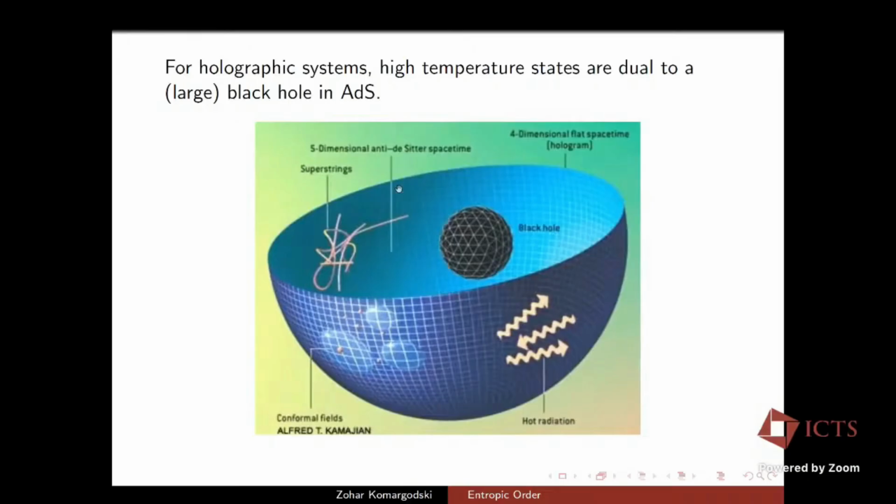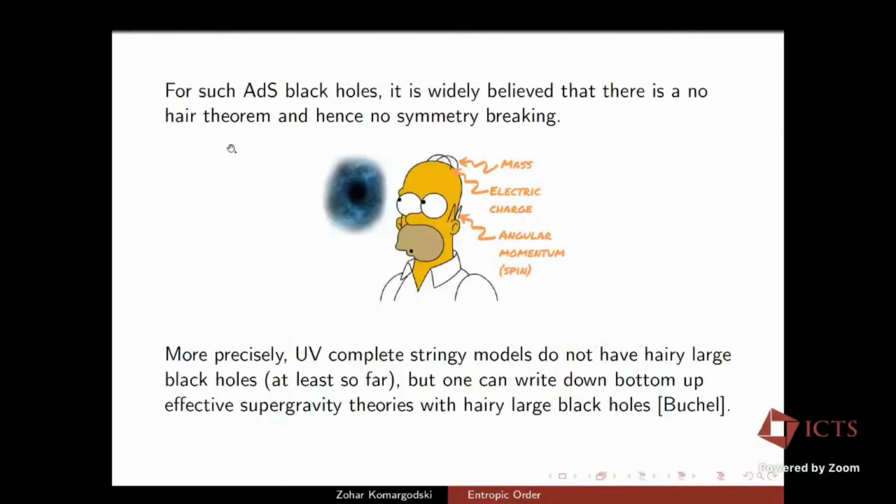And black holes in AdS have some interesting properties that mirror the fact that at high temperatures we should not have order. So, let me just remind you of that. It is believed in the community that large AdS black holes have no hair. For large non-spinning, non-charged AdS black holes, which are dual to this thermal ensemble, e to the minus beta H, it's widely believed that there is no hair.